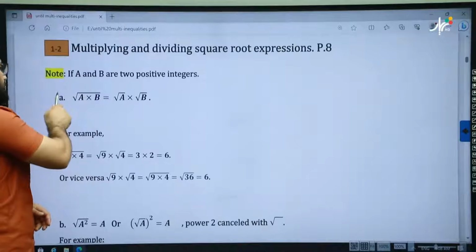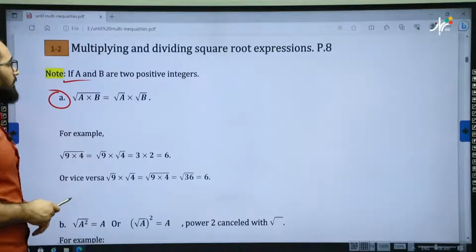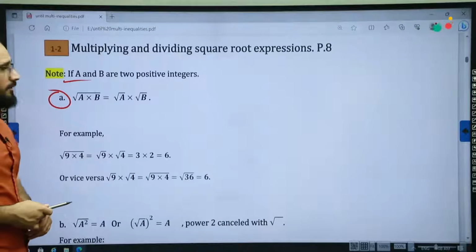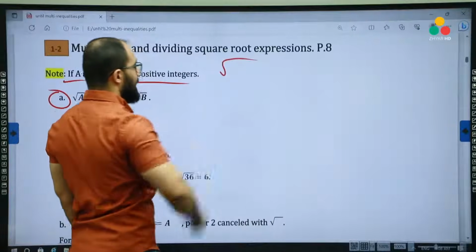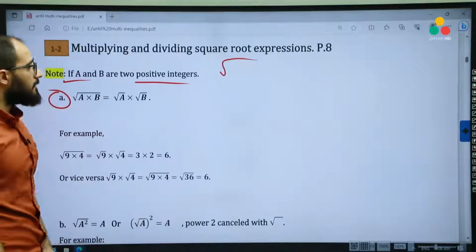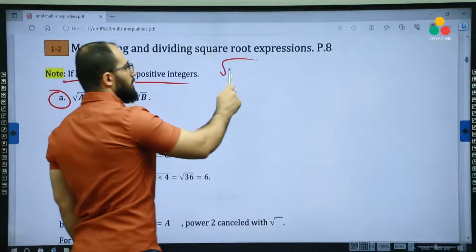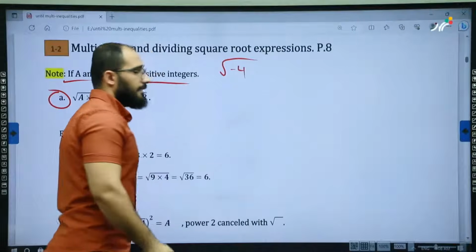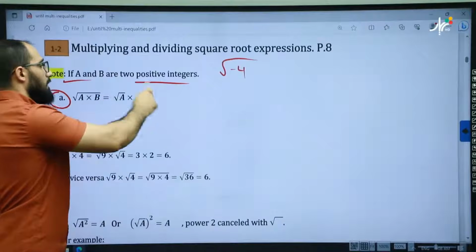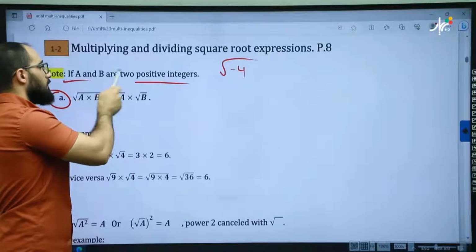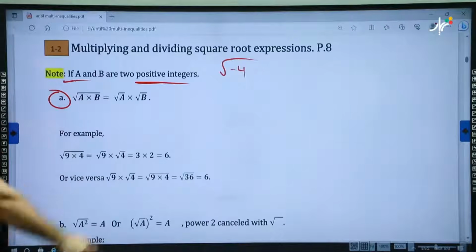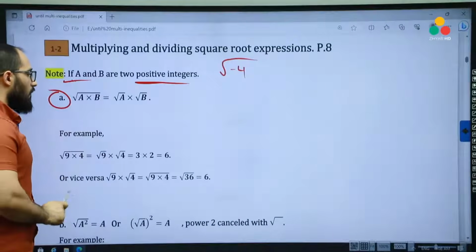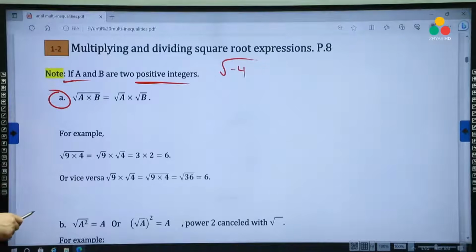The first one says if a and b are two positive integers. Why do we say positive integers? Because our subject is square root, and the radicands here, the numbers here, cannot be negative. That's why we say a and b are two positive integers. Then the first rule says the square root of a times b is equal to square root of a times square root of b.